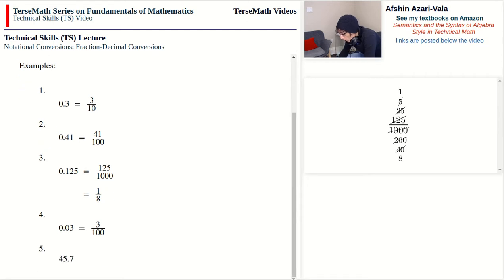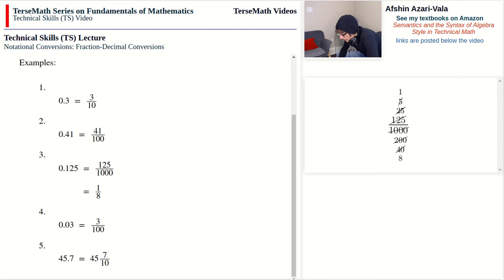Problem 5. If the whole side of the decimal is not 0, then it appears on the left side of your mixed number. So we can write this down as 45 and 7/10. And again, that's the way it reads. The formal reading of this number, 45.7, is 45 and 7/10, where the "and" separates the whole part from the fractional part. You read this one the same way, 45 and 7/10.